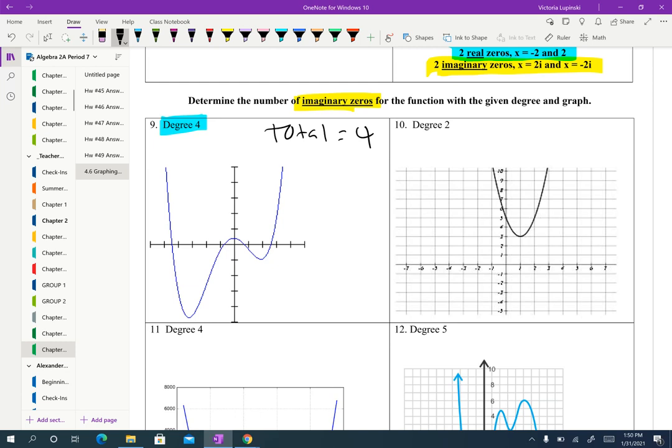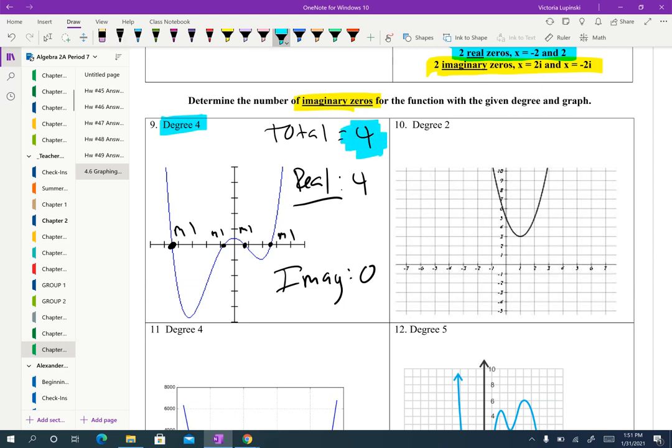You're going to look at the graph and you're going to identify any of the real ones. You're going to count any of the crossings as an M1, and you're going to count any of the other behaviors accordingly. So you appear to have 4 crossings, which means those are all M1s. So there's a total of 4 solutions. You can see all 4 of them, which means all 4 of them are real, which means how many are imaginary? None of them, 0. If there have to be 4 altogether and 4 of them are real, it means that none of them are left to be imaginary.